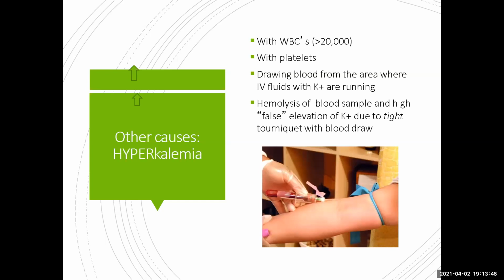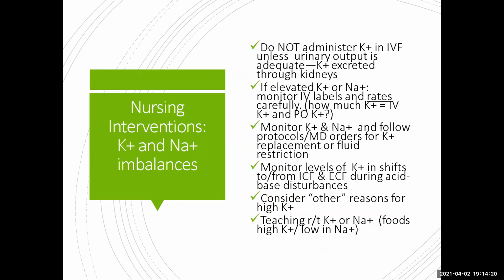Some other reasons: you could be drawing blood from areas where the IV fluids with potassium are running. A good phlebotomist does not draw blood from an arm that has a running IV fluid, okay? They could have put the tourniquet on too tight, and now it breaks those red blood cells and you get a false potassium. Some nursing interventions to help potassium and sodium imbalances.